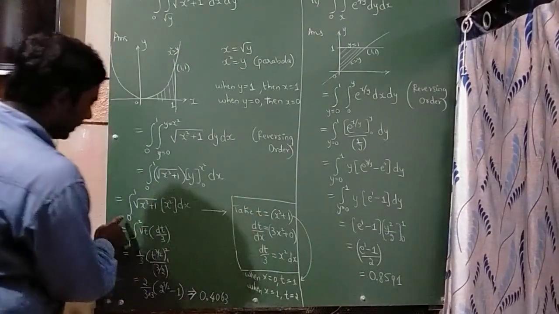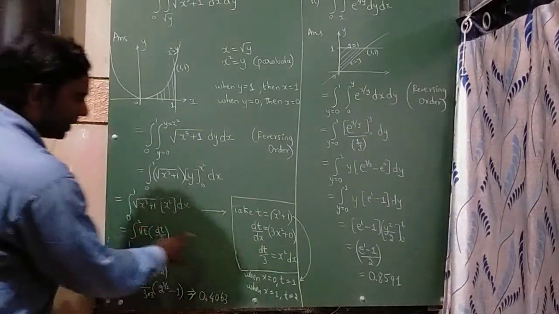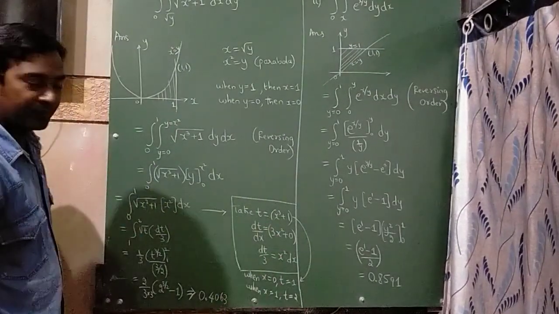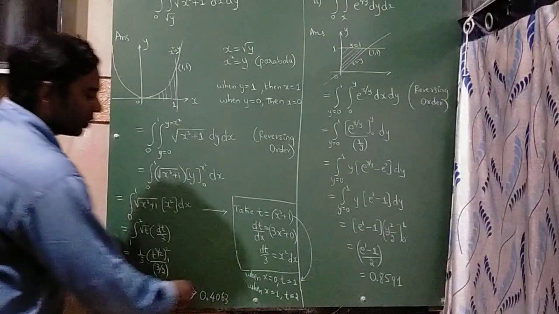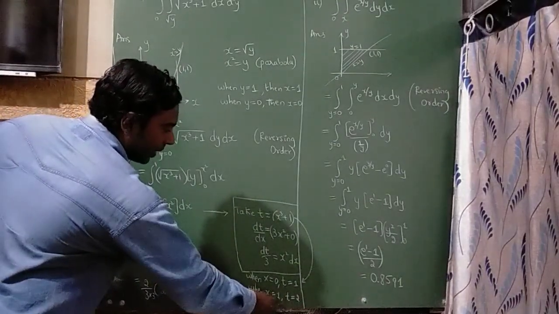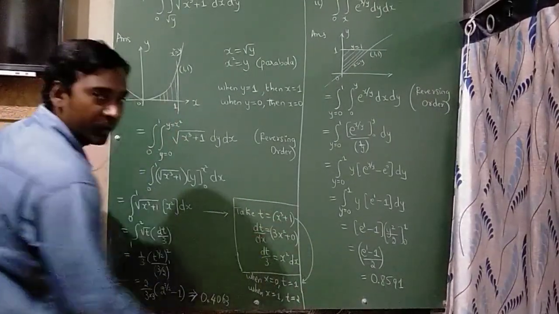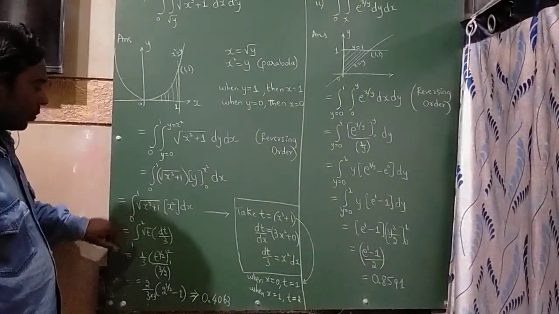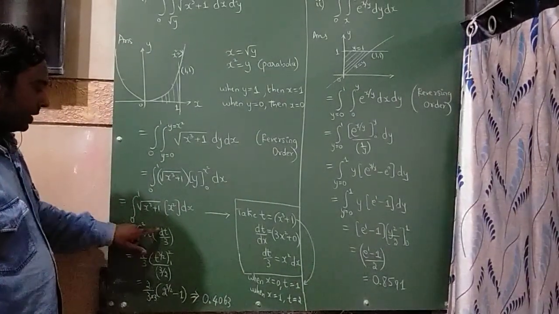Now here the limit is 0. If I put x equal to 0 here, then I will get t value as 1. And here the limit is 1, so when I put x is equal to 1, then the t value will become 2, since 1 plus 1 is 2. So I have written the integration range from 1 to 2, square root of t dt by 3.